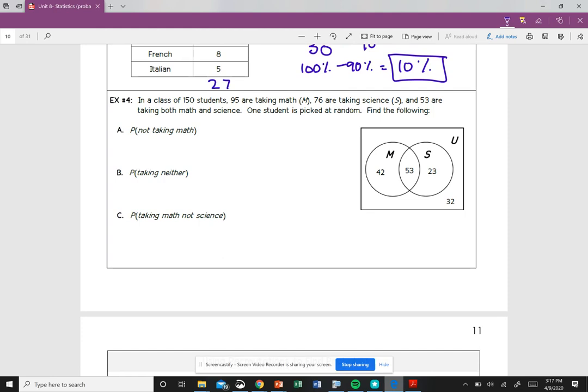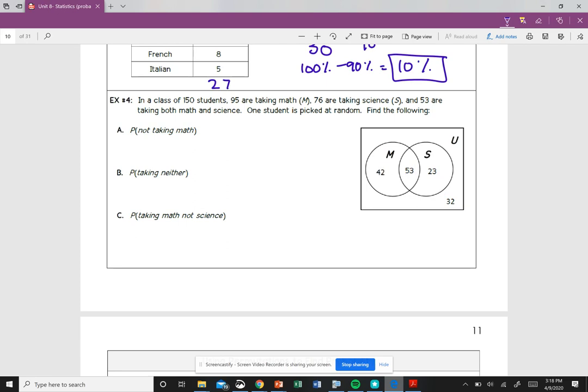All right, so in a class of 150 students, 95 are taking math, 76 are taking science, and 53 are taking both math and science. So they filled out this beautiful Venn diagram. That means 53 are taking both, 42 are only taking math, 23 are only taking science, and 32 are taking neither. Does that make sense? That's what that's talking about.